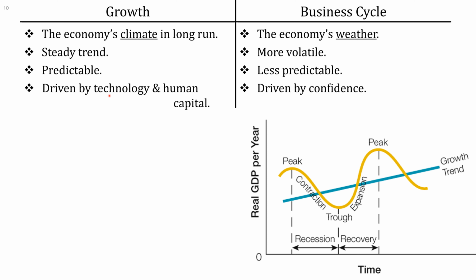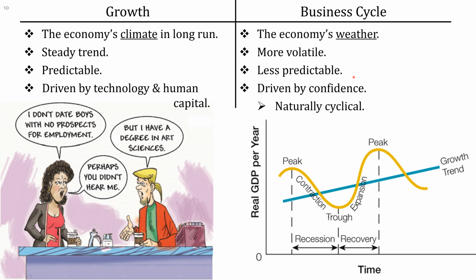And what happens is that here you have technology and human capital. This is more about confidence and speculation. Something to emphasize again is that the business cycle is a natural part of the process. So you can think of it like this: growth is when you zoom out. Business cycle is when you zoom in.